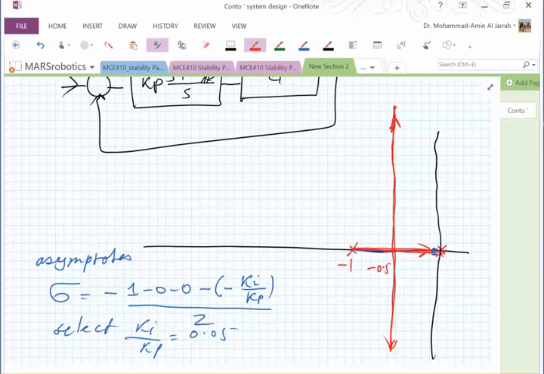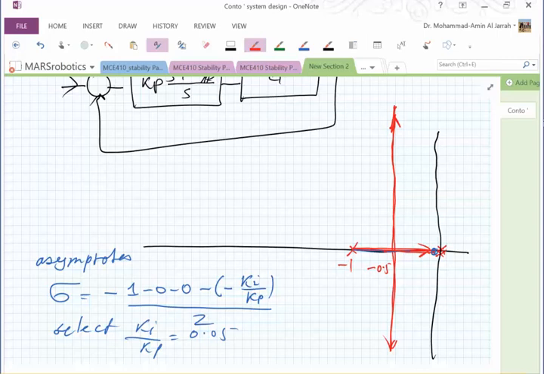But because of the poles here, I will zoom in more. This is the 0 here, and the second pole is somewhere here. Remember, this is minus 0.05, and this is minus 1. So this is a very short distance. So if I do the root locus here, what would it be? Where is the root locus here?